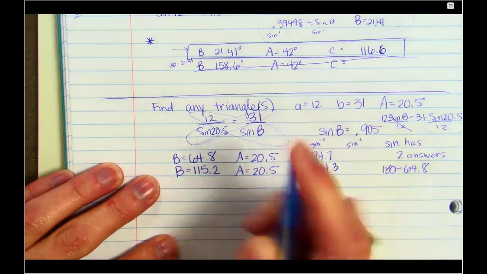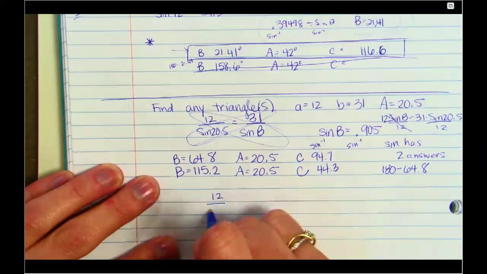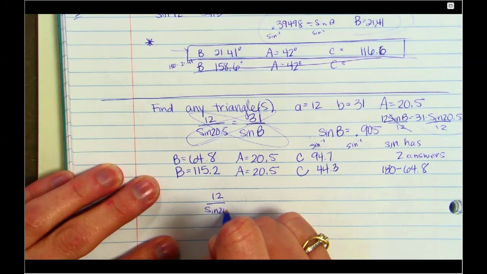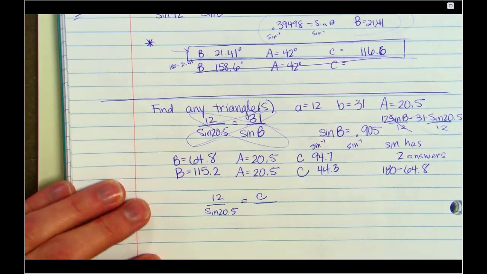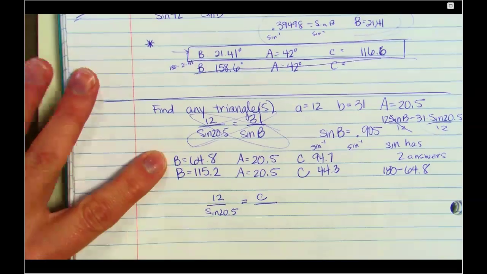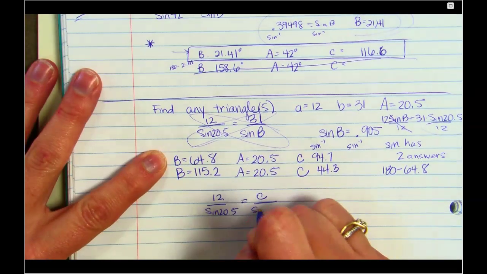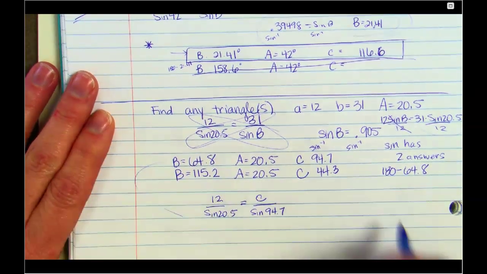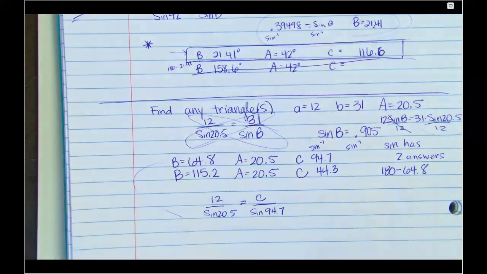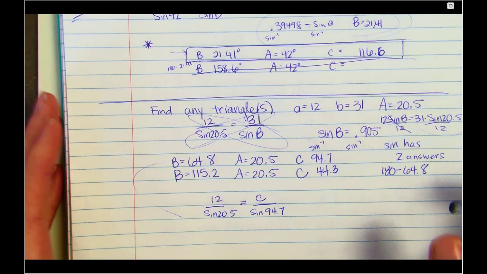If I needed to find side C, I'm going to go a over sine A, sine 20.5. And I'm looking for side C. So what has to go on the bottom if I'm doing the first triangle? Yeah, it'd have to be sine of 94.7. That would give me the first one, and then I would do the same thing with the second one. On your homework, it wants complete, full sides, full angles. So you'll have to go back and find one more side for both of them. But I don't want to take your homework time.